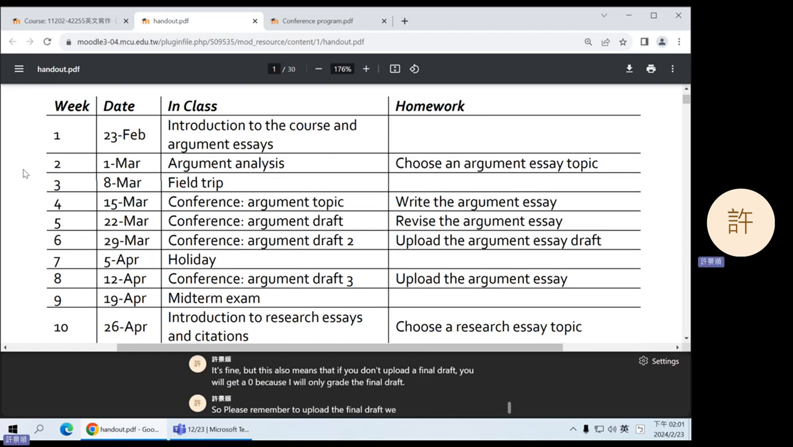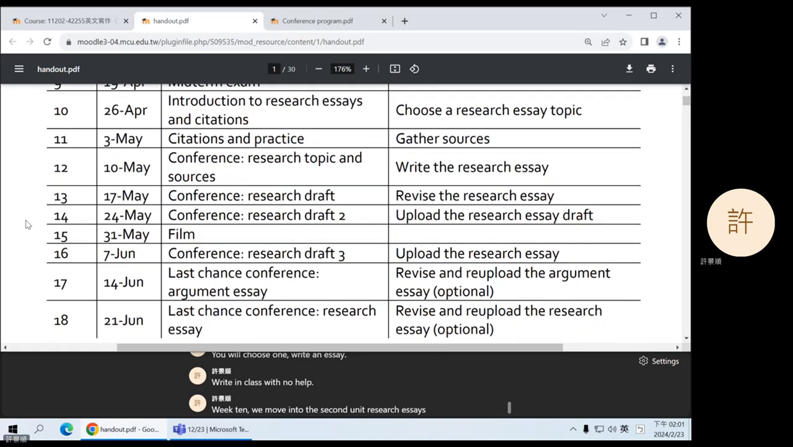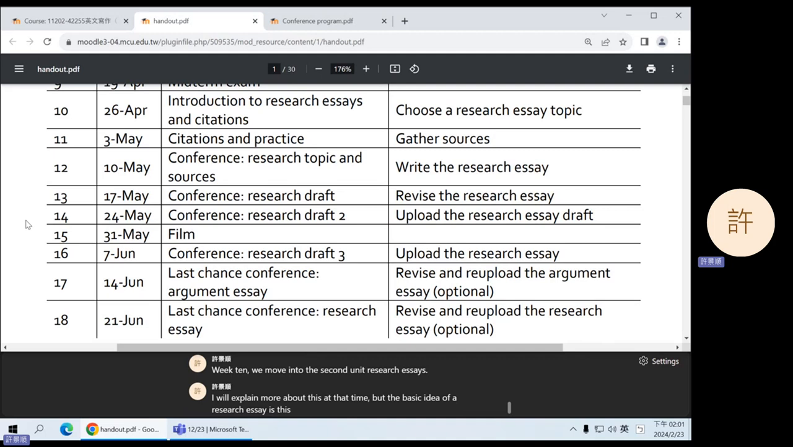Week 9 midterm exam. I will give you, I think, 5 argument essay topics. You will choose one, write an essay, write in class with no help. Week 10, we move into the second unit, research essays. I will explain more about this at that time, but the basic idea of a research essay is this is an exposition essay without using your own ideas. You can only use other people's ideas.